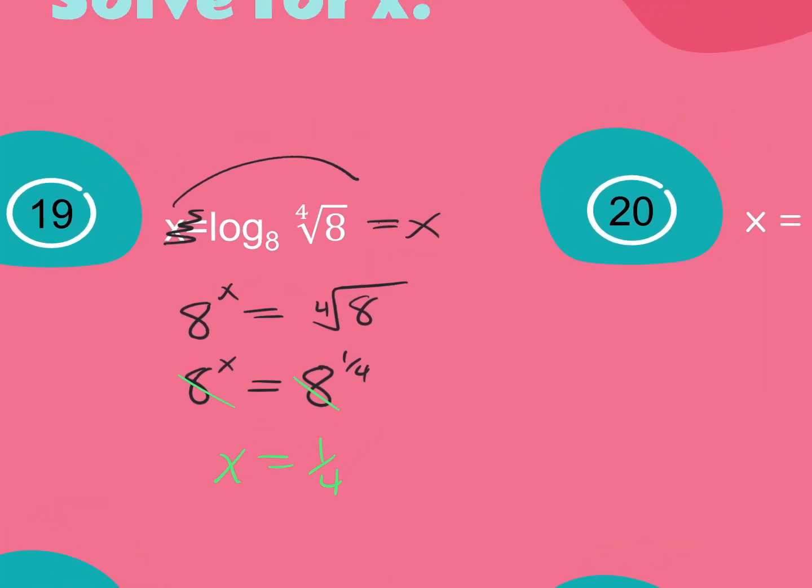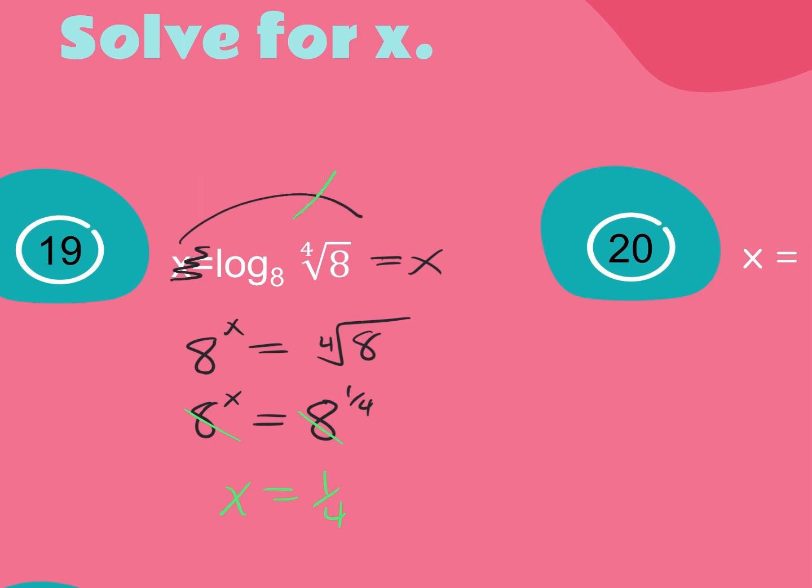Now, if you were given something like this, let's say this problem looked like log 8, and then it had 8 to the 1/4 power equals x. Again, that property, if you recognize that the base of the log and the base of this exponent are the same, this cancels out, and then you're just left with x equals 1/4. So another thing to recognize.